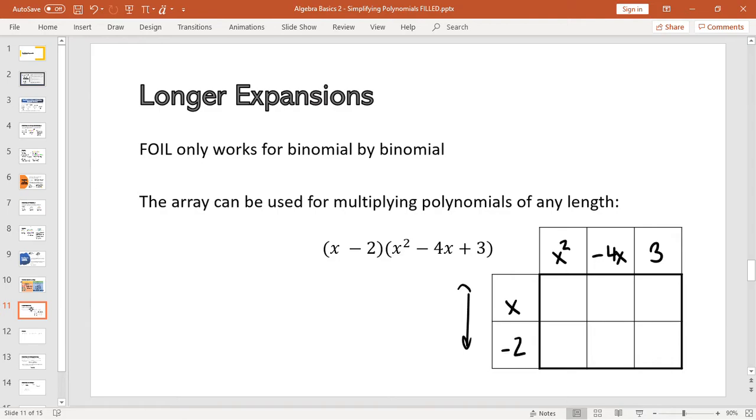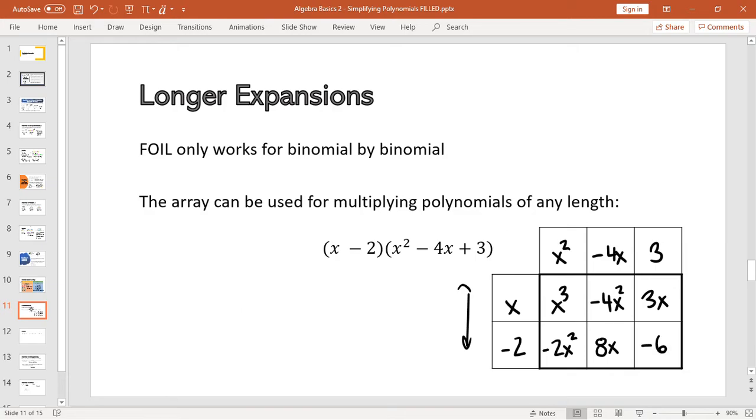So across the top, x times x squared, x cubed. Negative 4x times x, negative 4x squared. 3 times x, 3x. And across the bottom, left to right, negative 2 times x squared, negative 2x squared. Negative 4x times negative 2, positive 8x. And 3 times negative 2, negative 6.